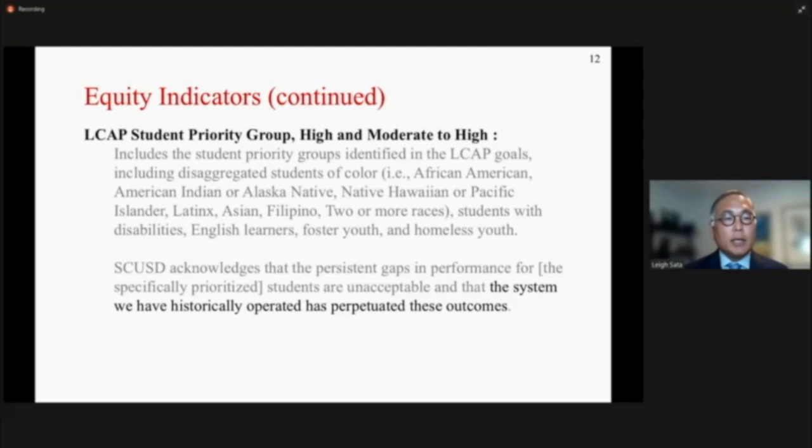Just as a friendly reminder, the district does acknowledge that persistent gaps in performance for the specifically prioritized students are unacceptable, and that the system we have historically operated has perpetuated these outcomes. This is actually from the documentation from the LCAP itself. Next slide, please.